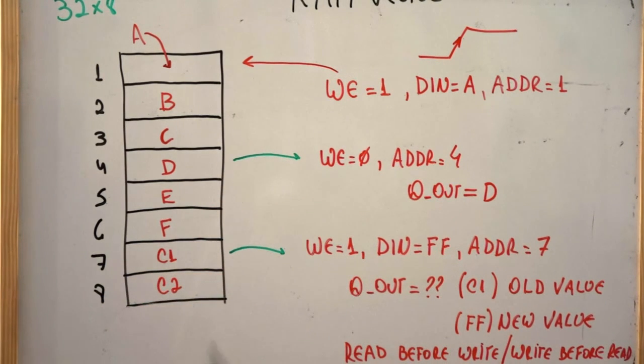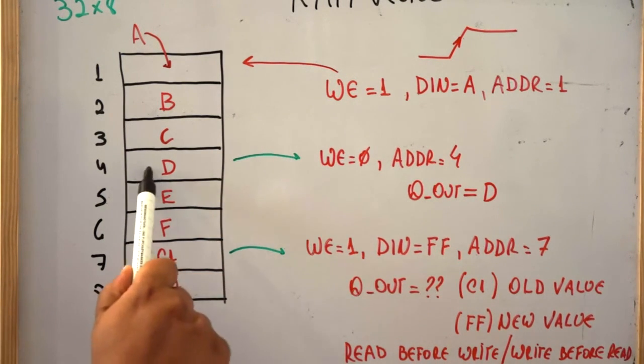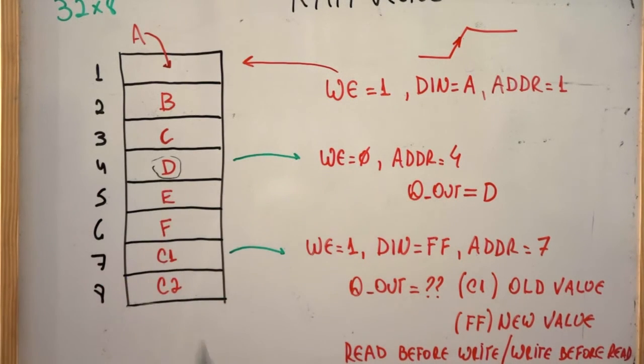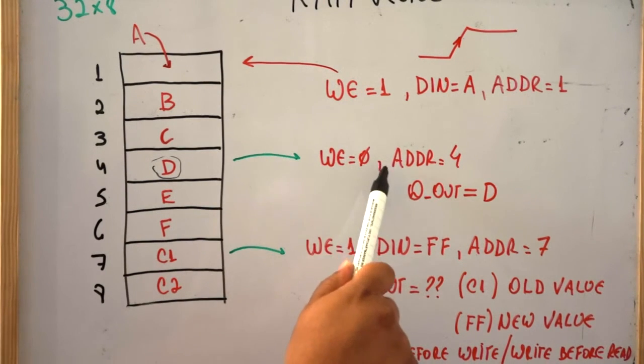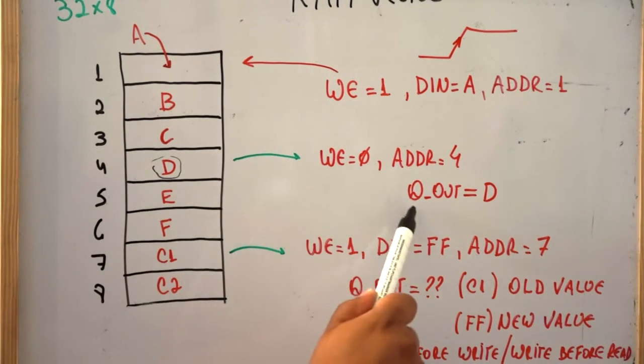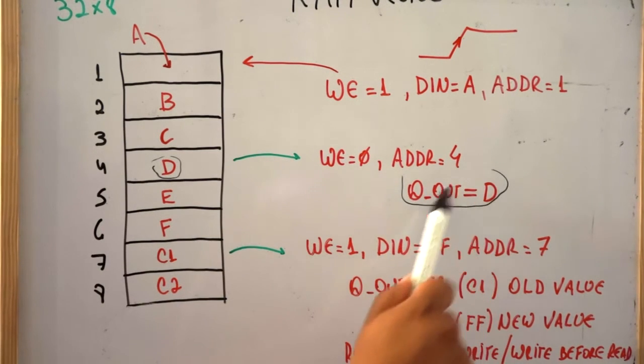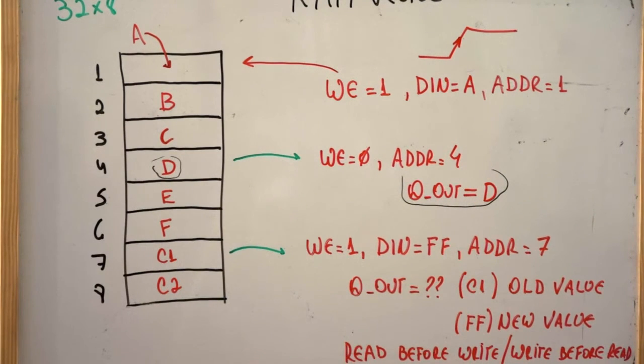Now imagine that we want to read this value here. We don't want to write in the RAM, we just want to read. We put the write enable to 0, we put the address to 4, and in our output we're going to receive D.